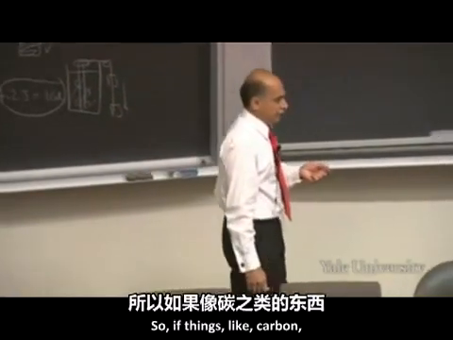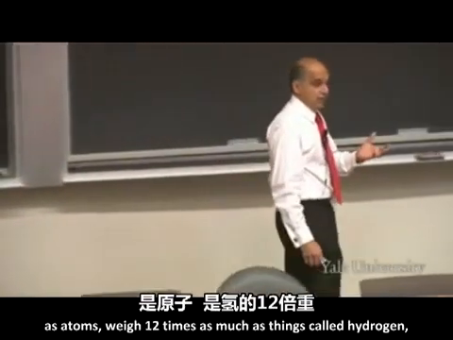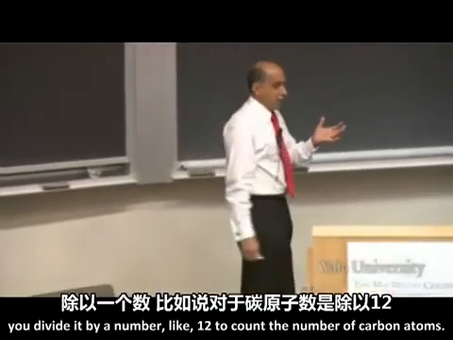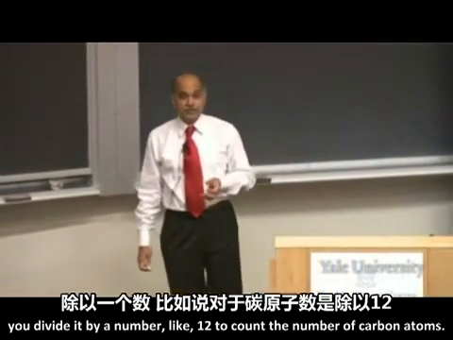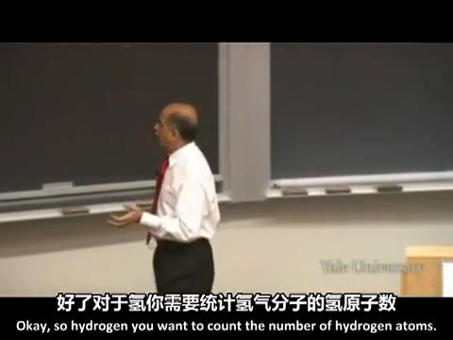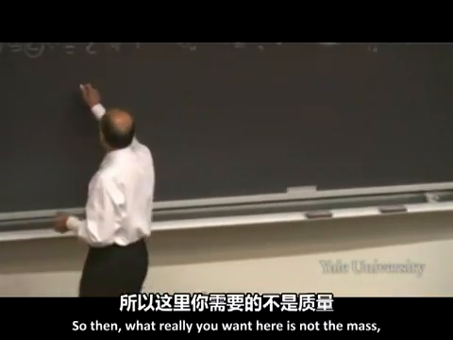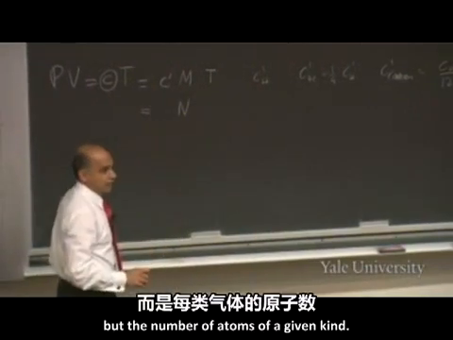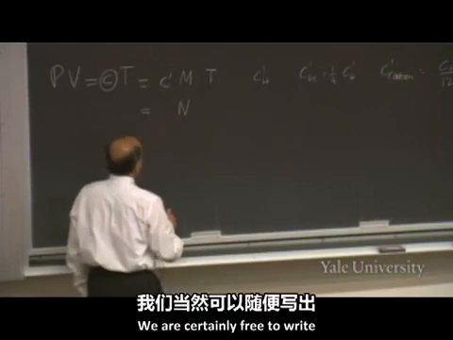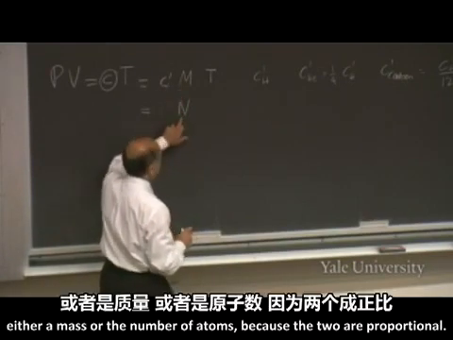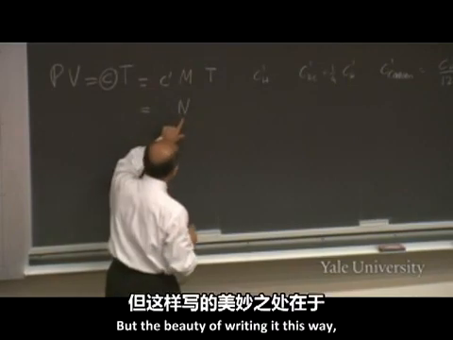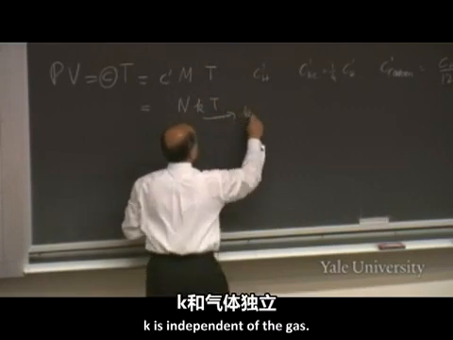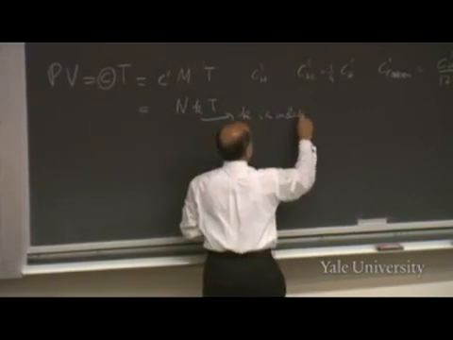So if things like carbon atoms weigh 12 times as much as hydrogen atoms, then if you took some amount of carbon, you divide it by a number like 12 to count the number of carbon atoms. In the case of hydrogen, you want to count the number of hydrogen atoms. So what you really want here is not the mass, but the number of atoms of a given kind. We are certainly free to write either a mass or the number of atoms, because the two are proportional. But the beauty of writing it this way is that this is a new constant k, and k is independent of the gas.